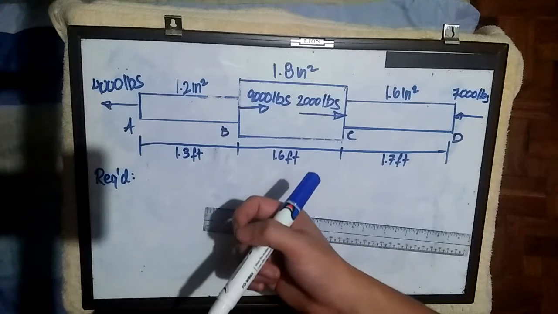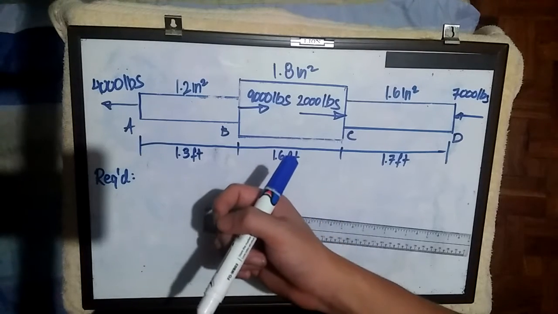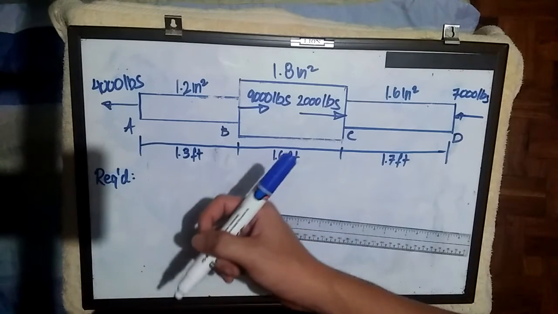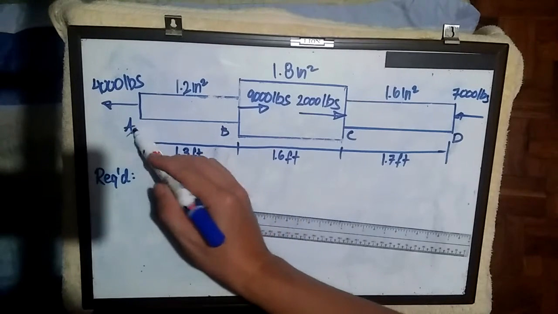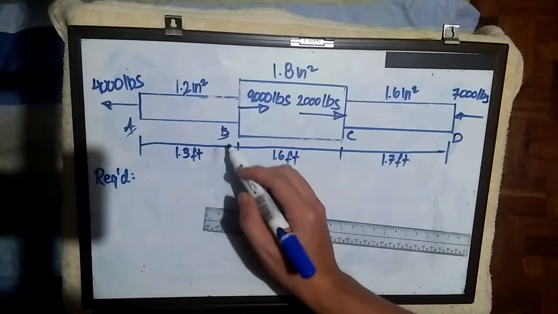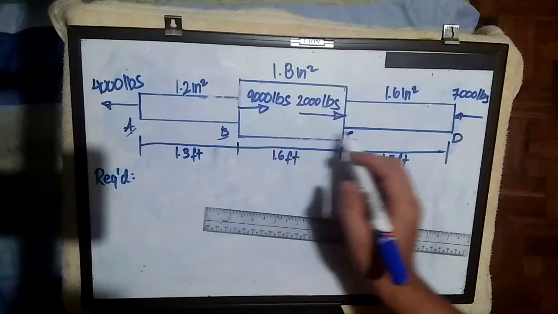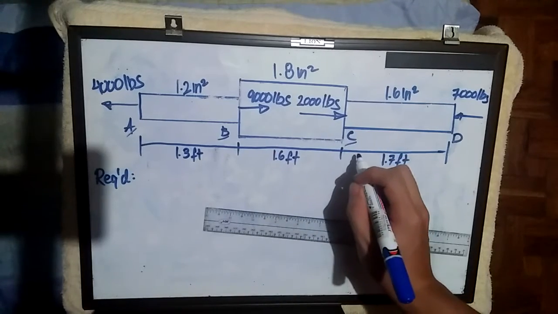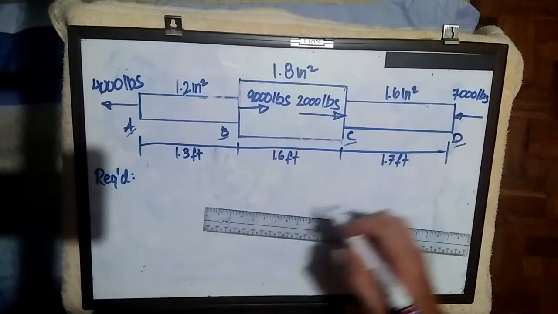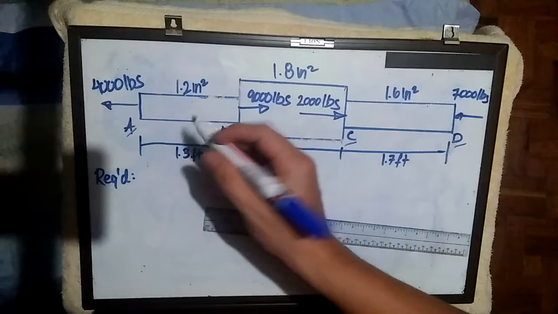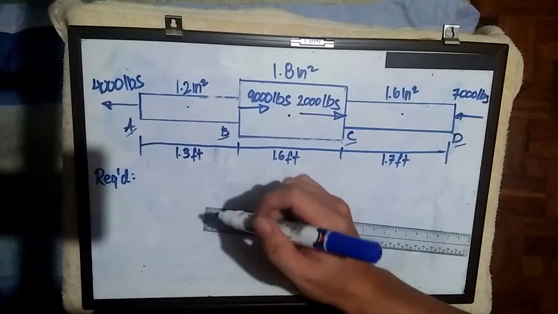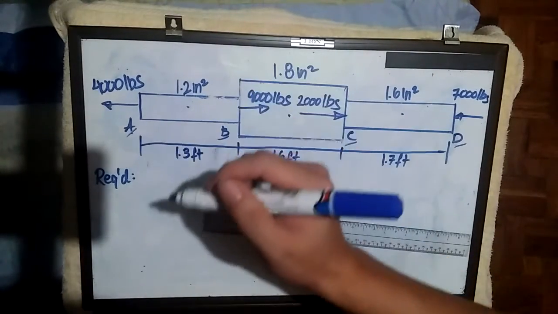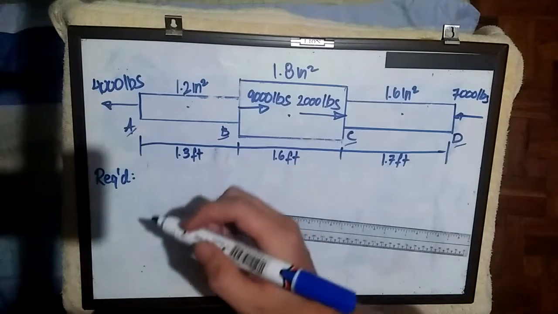Yung isosolve po natin dito sa ating sample problem number 1, we'll be finding for the normal stress dito kay segment A to segment B, and then for segment B to segment C, and then for segment C all the way to segment D. So meron po tayong isa, dalawa, at tatlong segment na kailangan natin i-solve yung kanilang normal stress, kaya yung actual stress.